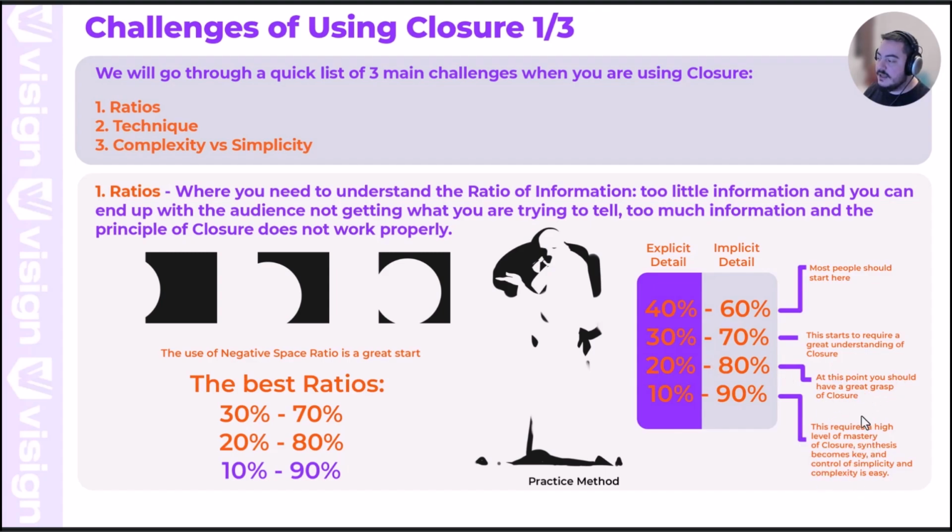This requires a high level of mastery of closure and synthesis, and becomes key to controlling simplicity and complexity, which you actually need to control in an easy manner. So these are the best ratios that I put here, and I put them in purple because this is something that is really hard to attain consistently. That's why it's purple. You can definitely attain it, but not consistently with a variety of subject matters. And that's the whole point and the whole idea of it.